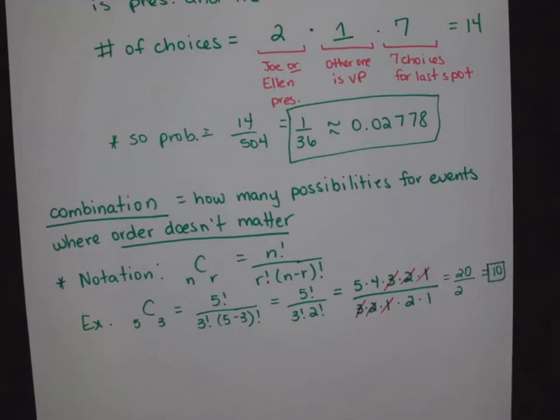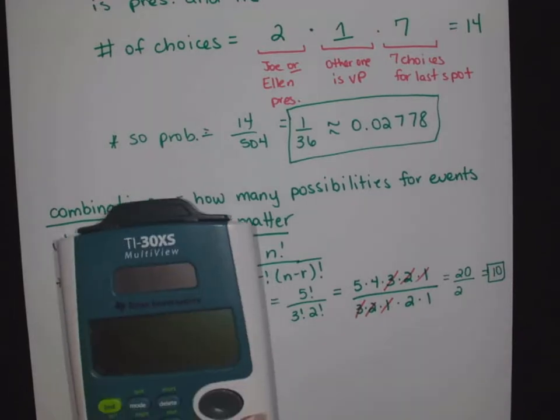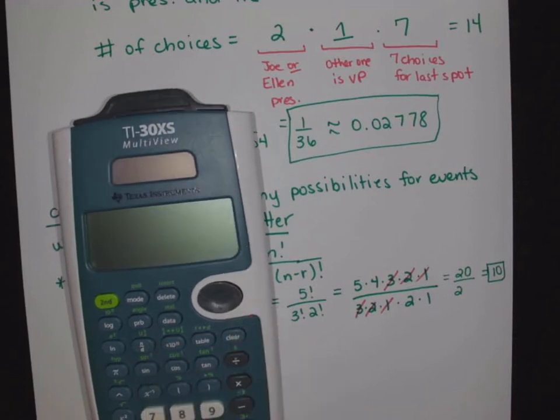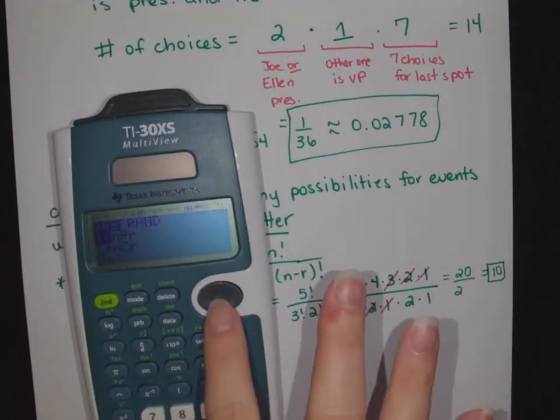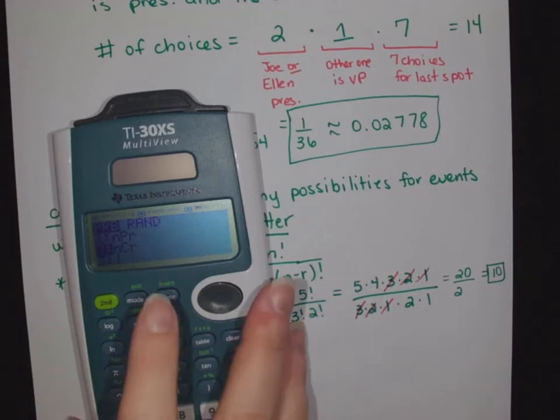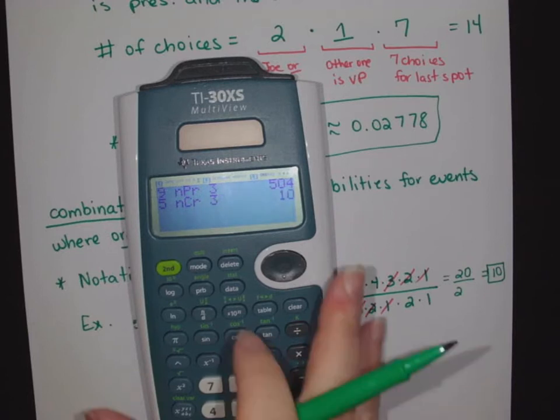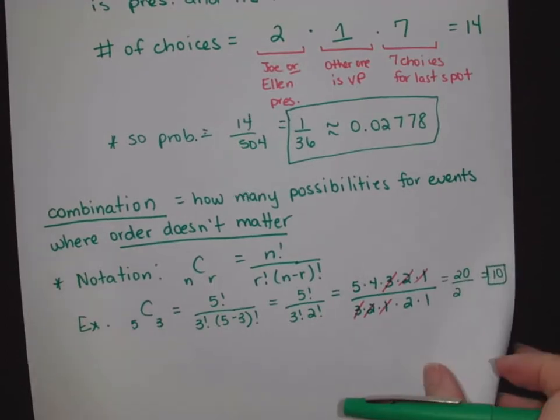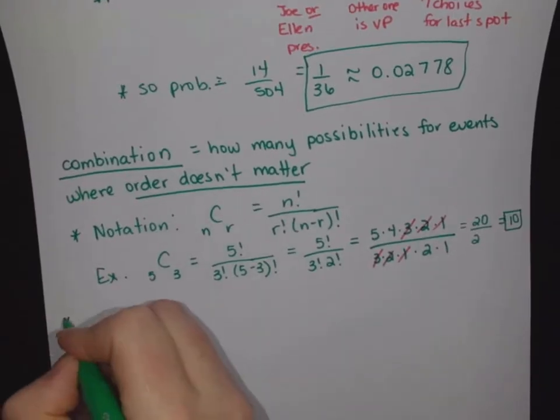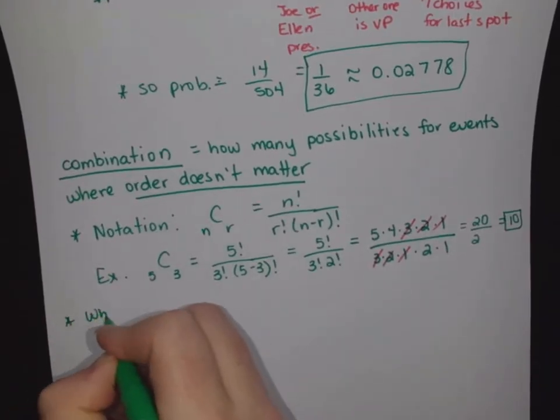So if you remember right, 5 permutation 3 gave us a lot more options because order was significant. So if you want to see what that looks like on the calculator, again, you just read it from left to right. So you'll do 5, go to your probability menu and choose the one that looks like nCr, and then 3. Okay, so notice we got 10 there, just like we did when we did it on paper.